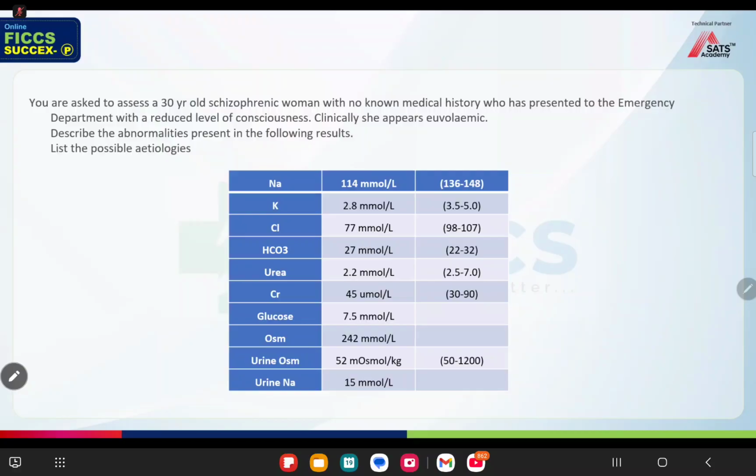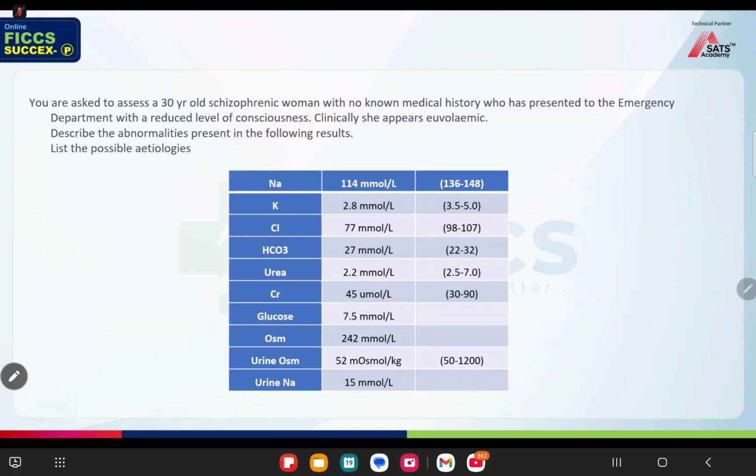Bicarb is 27. Urea of 2.2. Creatinine of 44. Osmolarity of 242 is also very low. The urine osmolarity is 50. The urine sodium is 15, so the urine is conserving sodium.